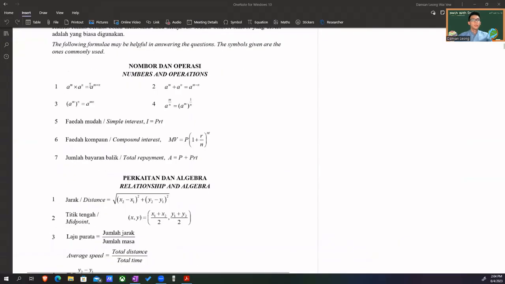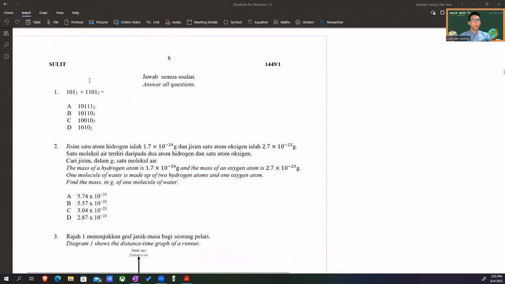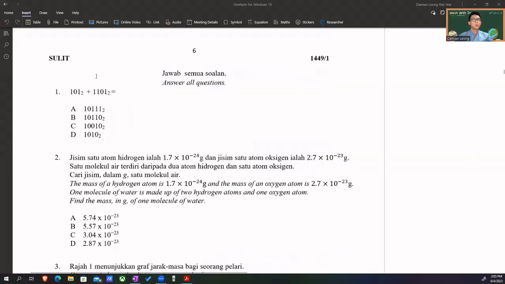So the paper 1, question 1. So 101 in base 2 plus 1101 in base 2. So I need to add these base 2 numbers together.